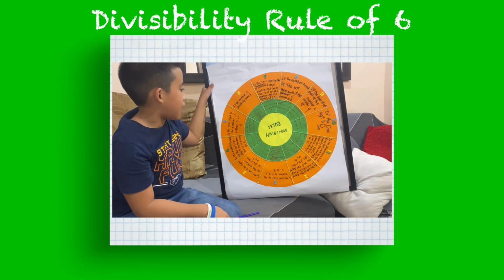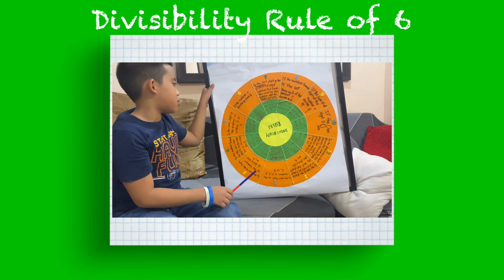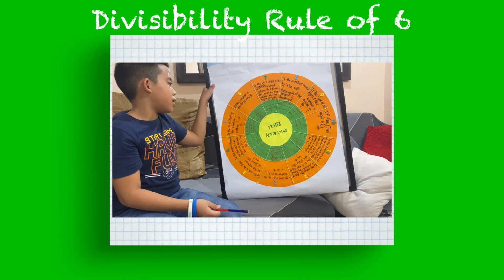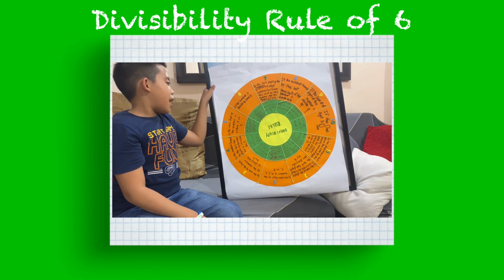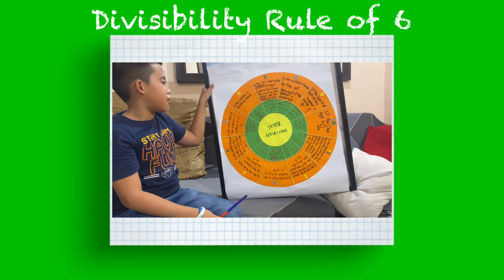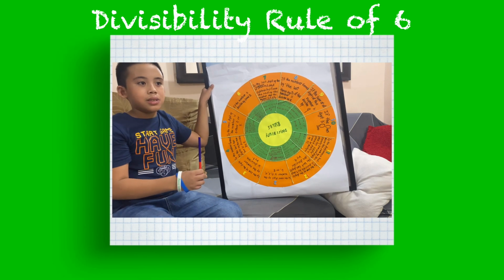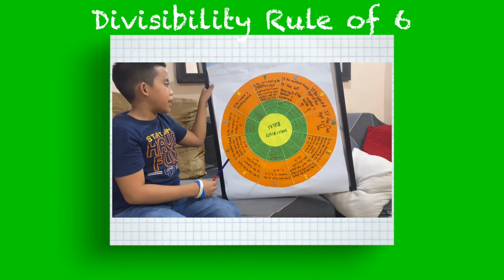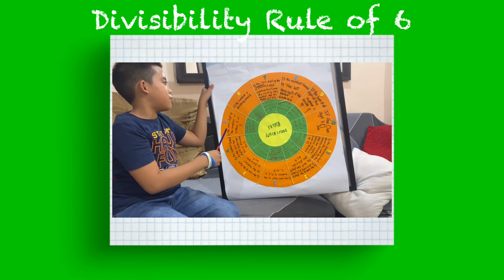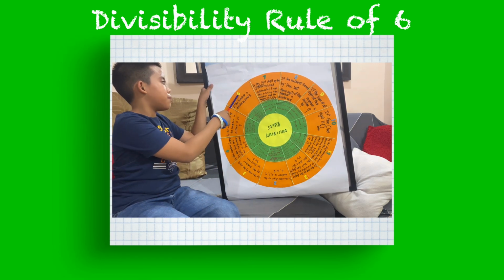The last example is 312. 3 plus 1 plus 2 equals 6. And 6 is divisible by 3, meaning it's divisible by 3. And 6 is an even number, so it's divisible by 2, meaning it's divisible by 2 and 3, so it's divisible by 6.